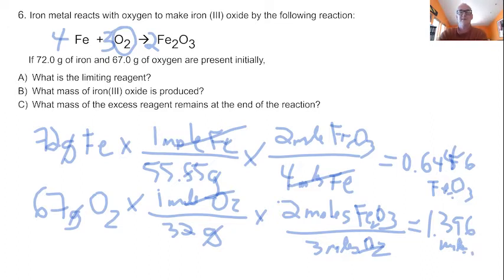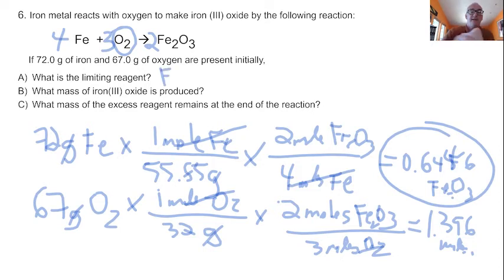So which one is the limiting reactant? The iron, right? Because we get less product when all the iron is used up. So by definition, the limiting reactant is iron.